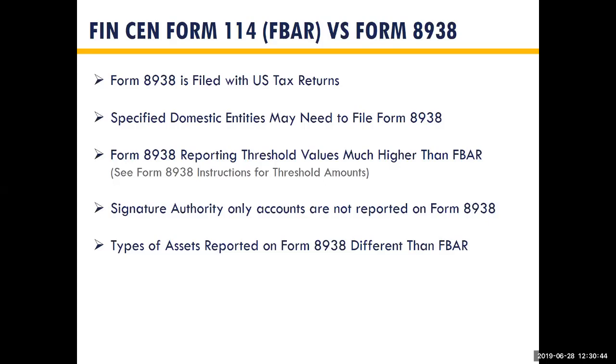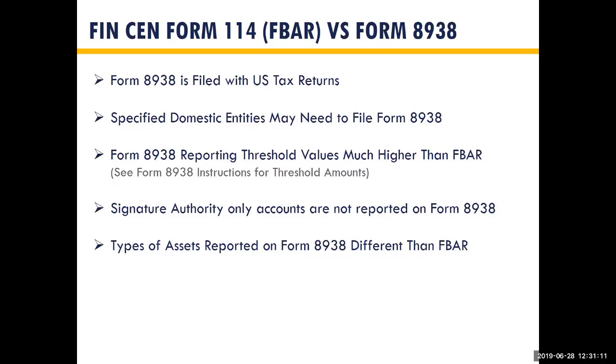The other difference is signature authority accounts don't need to be reported on 8938 because you don't have a financial interest in them. Now, if you have a financial interest because of your ownership percentage in a company, then yes, I'd report them on the FBAR as well, or on the 8938 as well.